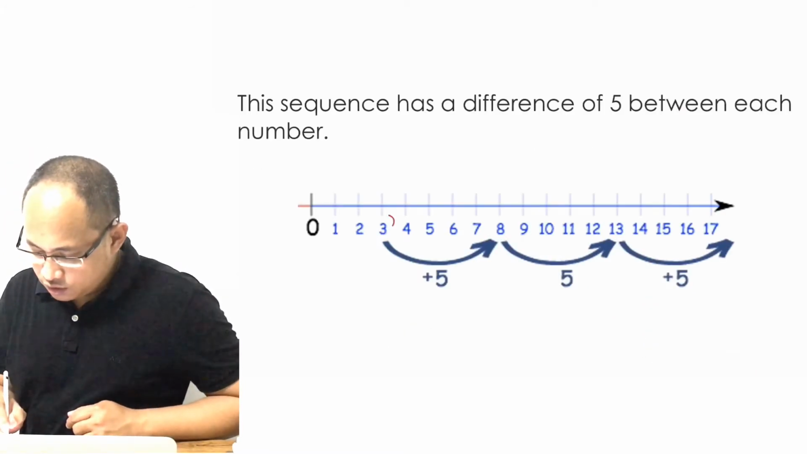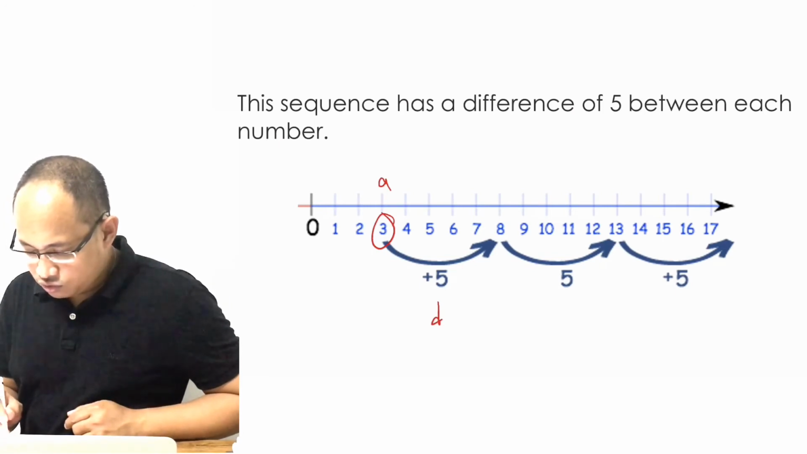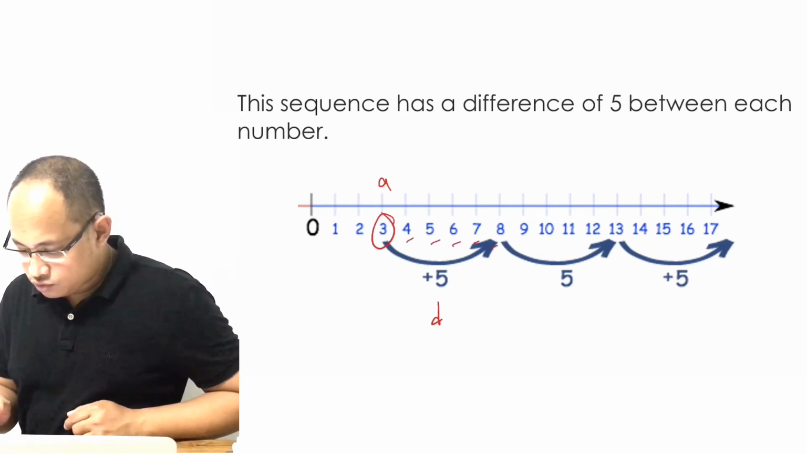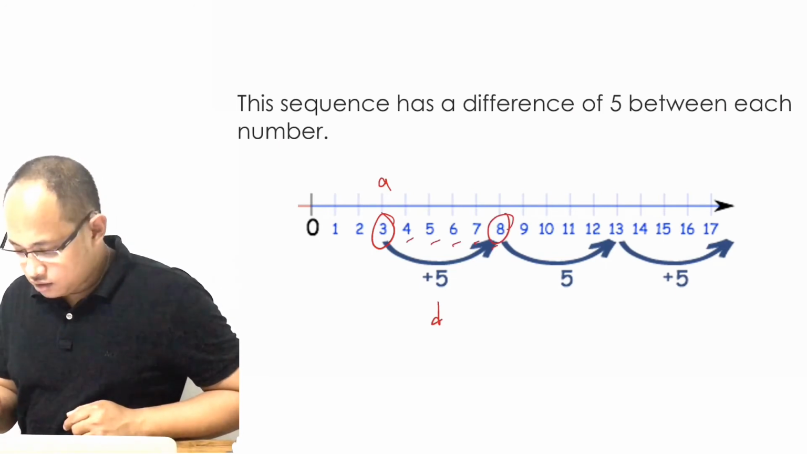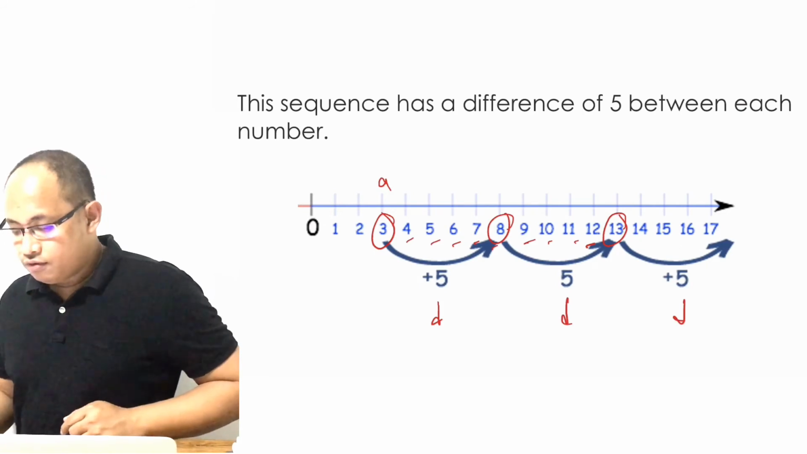Now, if you have here the A and this is D. Alright, so 3, you count 1, 2, 3, 4, 5. So the next term is 8. So 1, 2, 3, 4, 5. The next term is 13. So they have a common difference of 5.